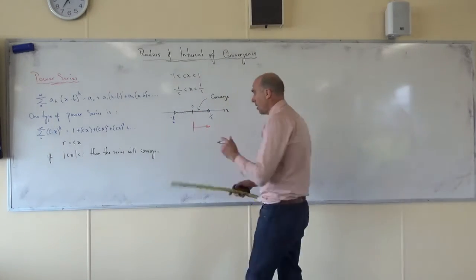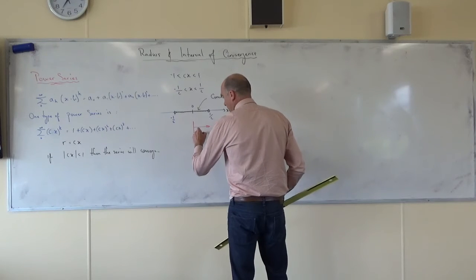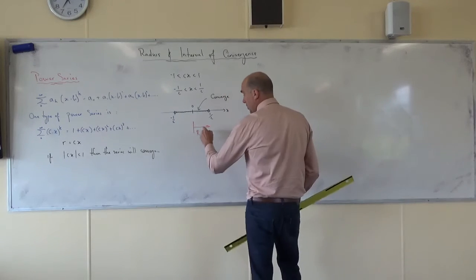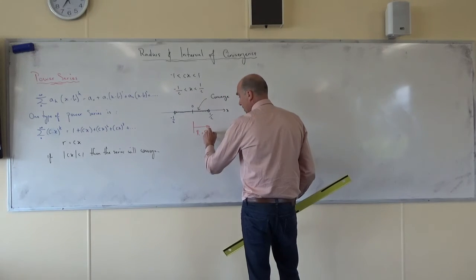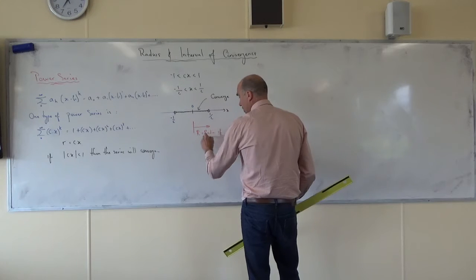And that's known as my radius of convergence. So this represents, well, I'll use capital R, and this is called my radius of convergence.